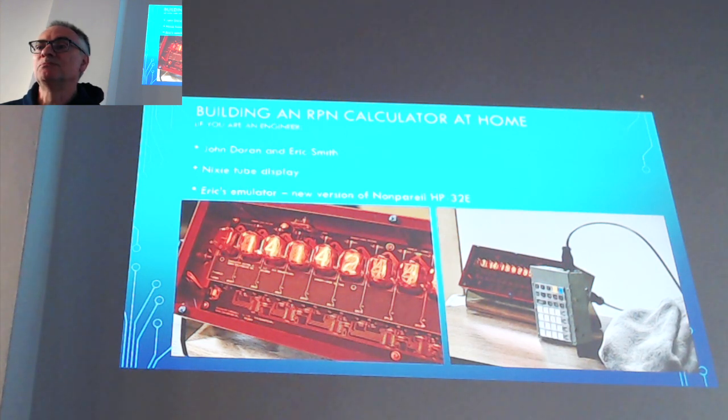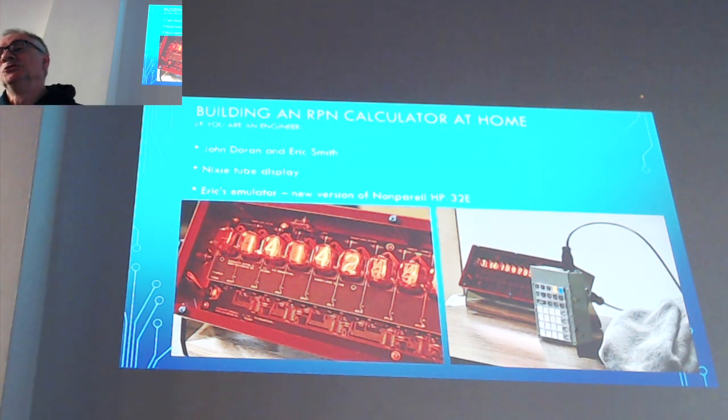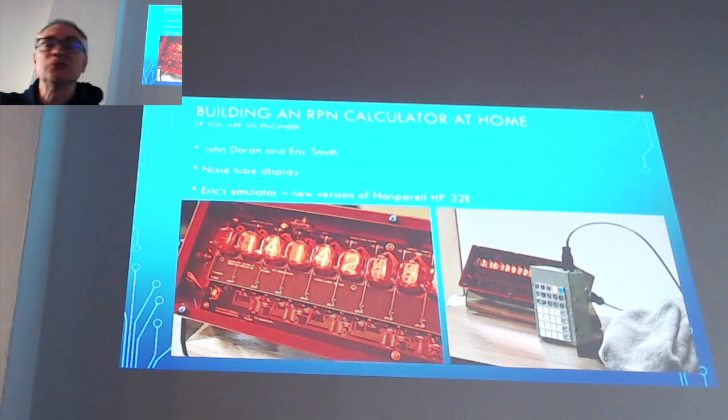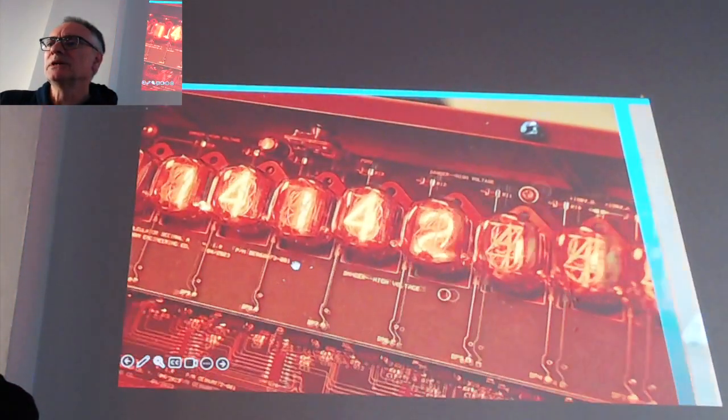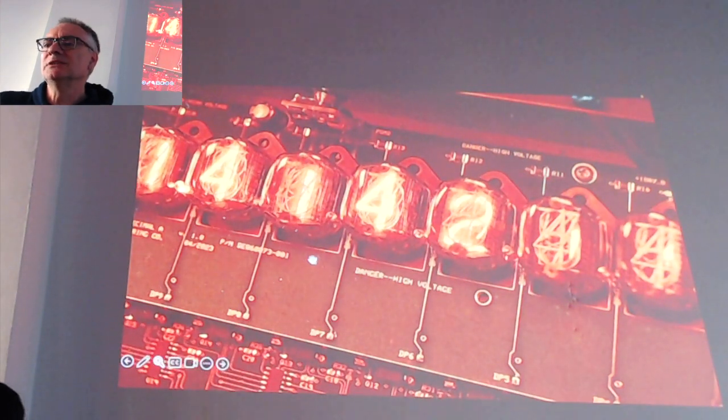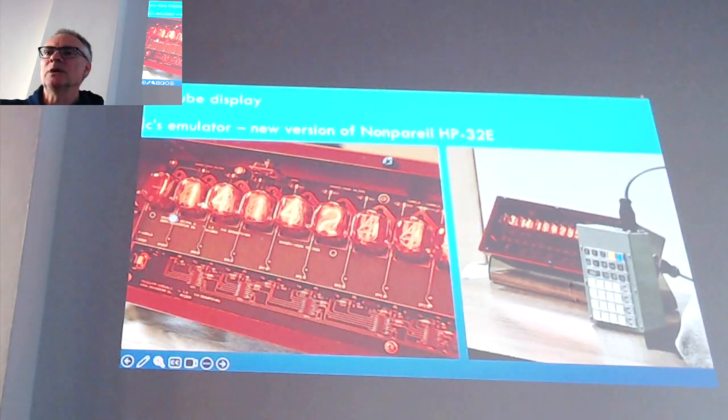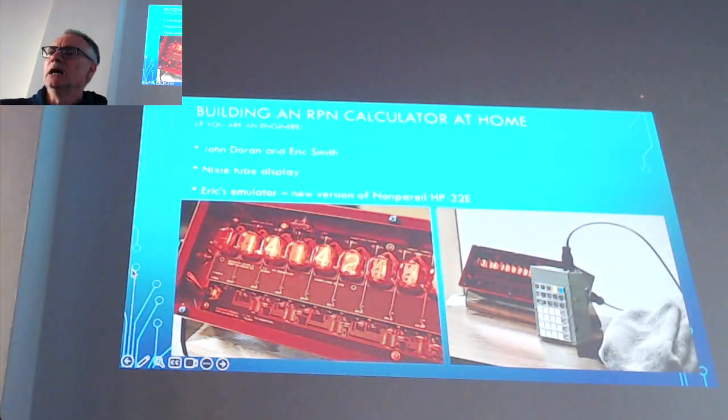And John Doran has built this Nixie tube display. It is beautiful. I don't know if you can see on the slides, but it's got, look, danger high voltage, 170 volts or something through each one of these, so it gets pretty toasty when they're running. Interesting, HP never used Nixie tubes in their calculator.